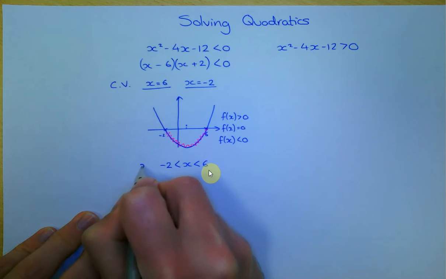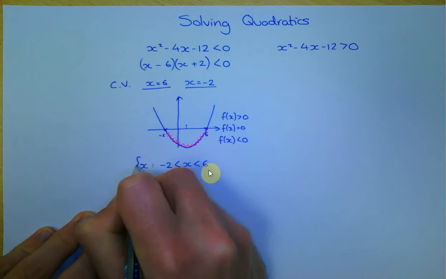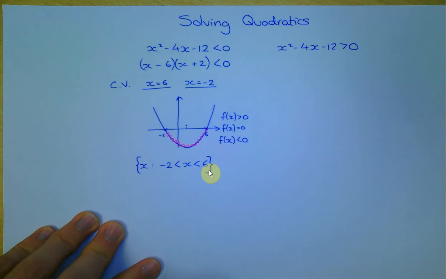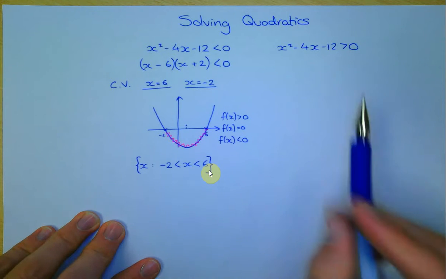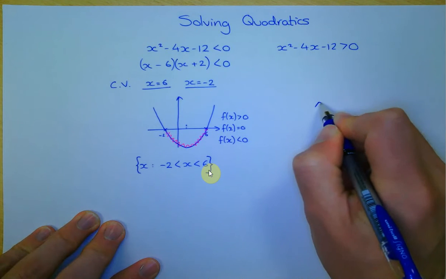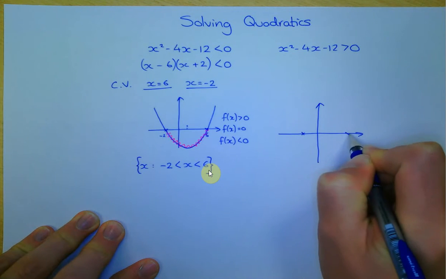So we just say x is such that, there's the rules, and you put a nice curly bracket around it. Now you'll notice on this part, exactly the same question, but the sign's a different direction. So we're going to have the same sketch. Everything's going to be the same. So I'll just quickly mark those on.